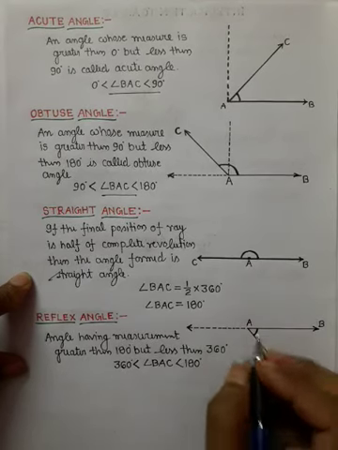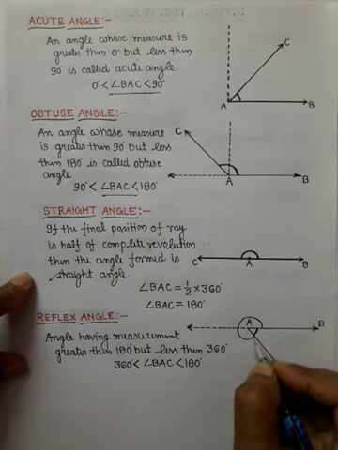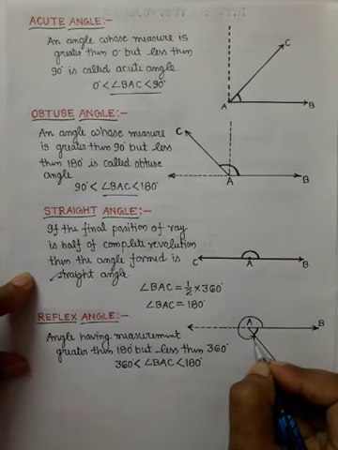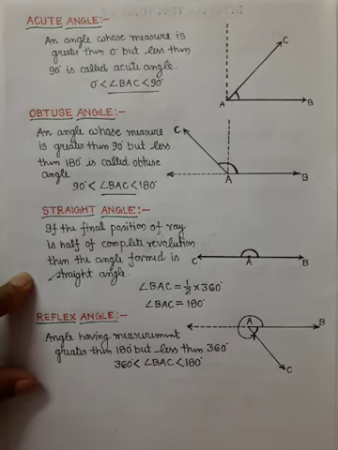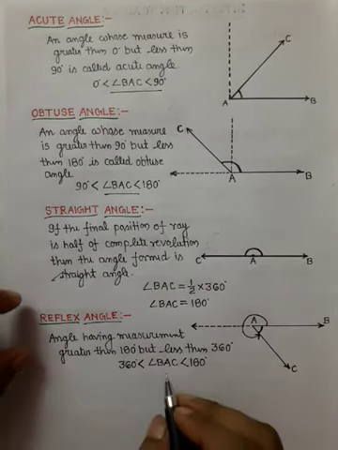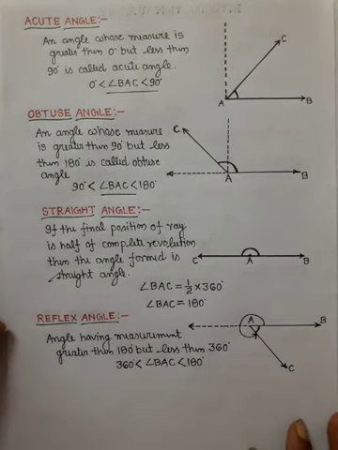So here this one will be the amount of rotation. We always measure the angle in the anti-clockwise direction, so we remember this thing. So here the amount of angle will be greater than 180 degree but less than 360 degree.